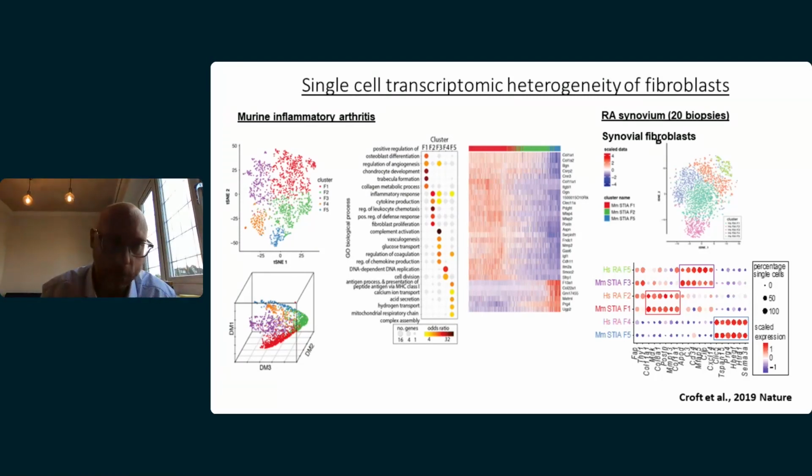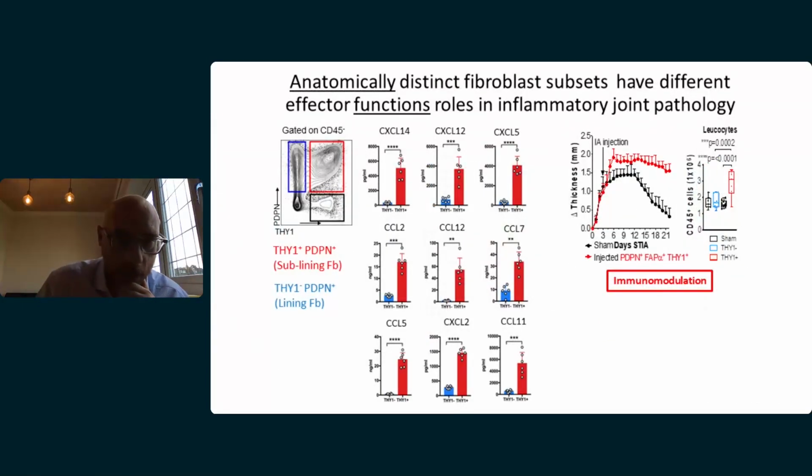And that was important to us because it meant that when we went to interrogate the mice to understand the function of those fibroblasts in disease, it had real clinical relevance to human disease. So here we went back to the mouse. We sort purified those cells within the lining layer and those within the sublining layer. And remember, the distinction was sublining was more immunomodulatory function and lining was more associated with damage and barrier function.